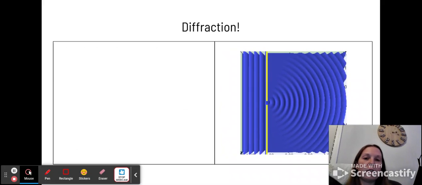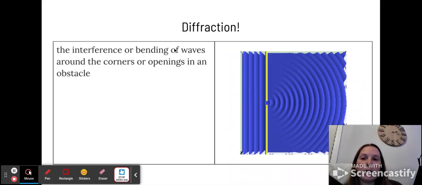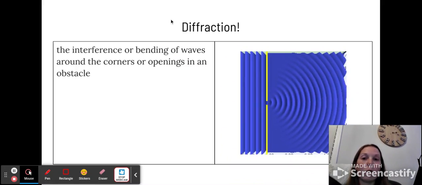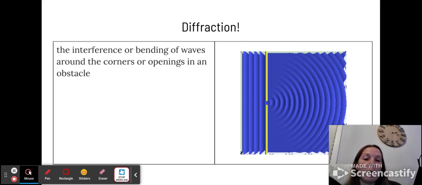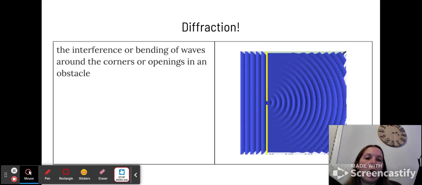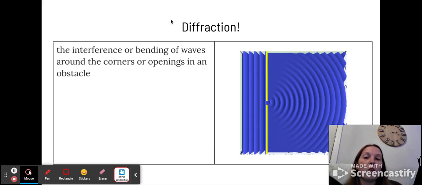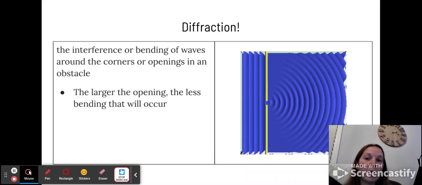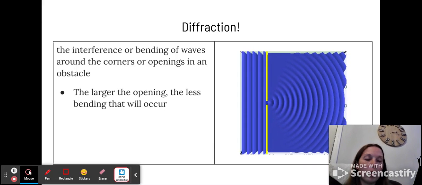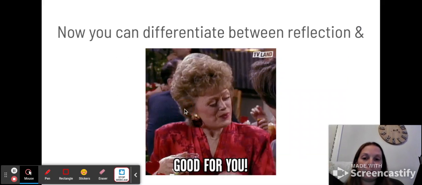And then our last one here is diffraction. So diffraction is the interference or bending of waves around corners or openings in an obstacle. Another word for these openings is apertures, if you hear that. And the larger the aperture or opening, the less bending that will occur. So you'll see more of an effect through a small opening, as you can see here between these yellow lines. We're getting a much more bent wave coming off of that aperture. If this was a larger opening, they would not be as bent.